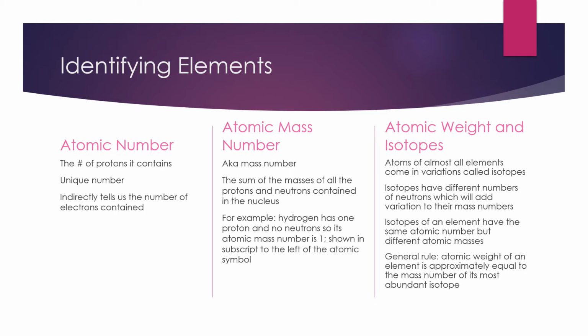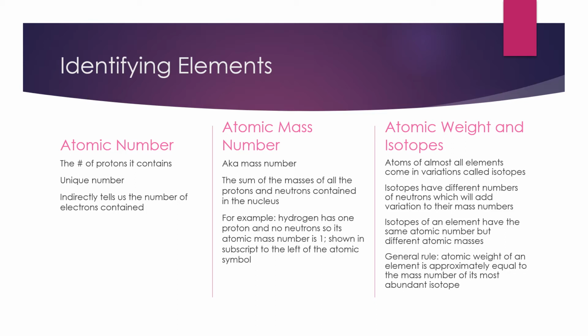For example, hydrogen has 1 proton and no neutrons, so its atomic mass number is 1, shown in subscript to the left of the atomic symbol. And then we have atomic weight and isotopes. Atoms of almost all elements come in variations called isotopes. They have different numbers of neutrons, which will add variation to their mass numbers.